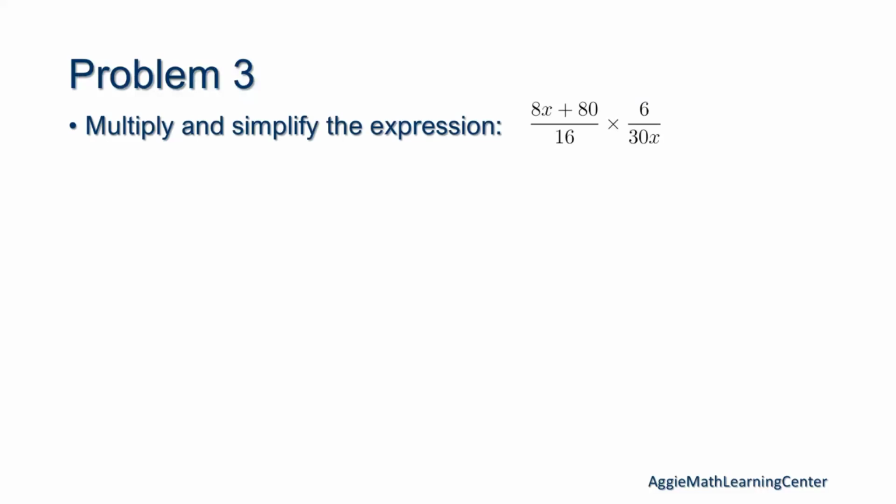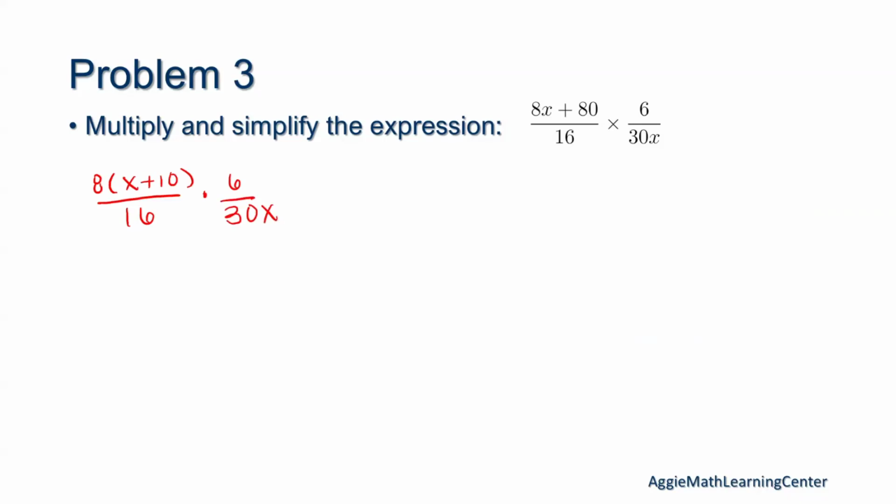Okay, let's go through this one. Let's try multiplying. First, I'm going to pull an 8 out of that first equation on the top because I don't really want to deal with multiplying 80 times 6. So I'm gonna go 8x plus 10 over 16, and then times 6 over 30x.